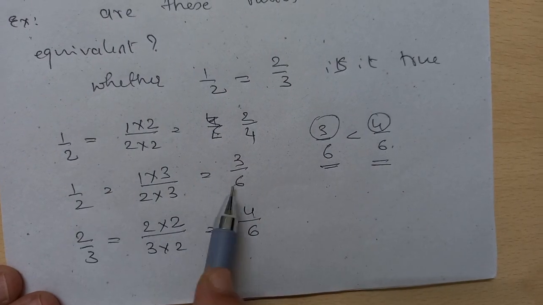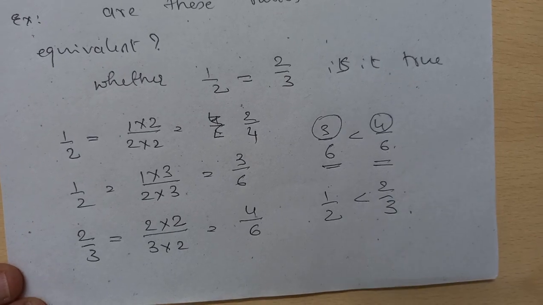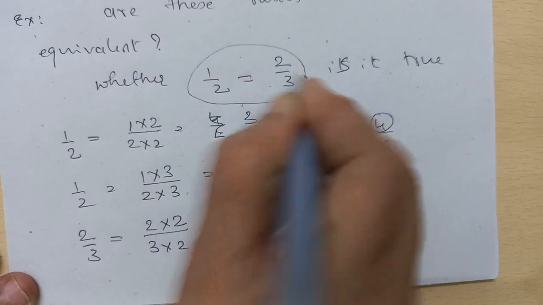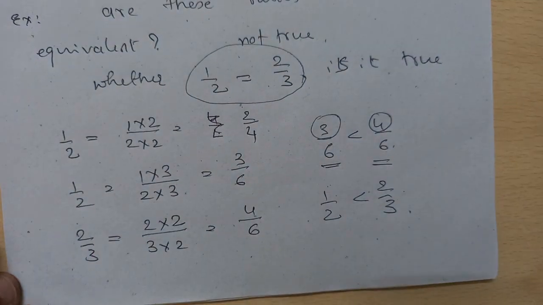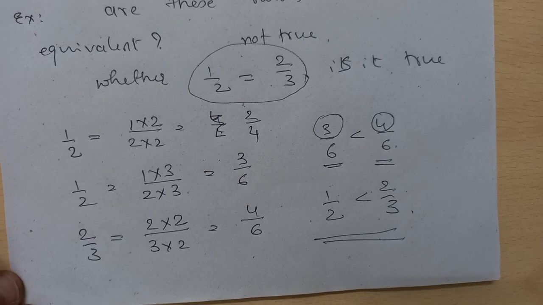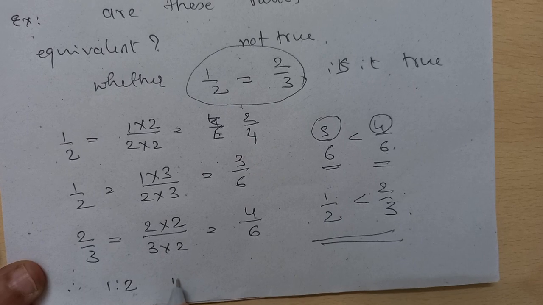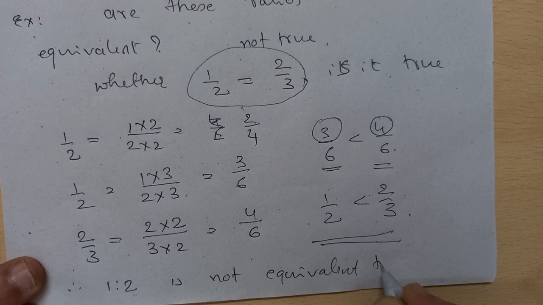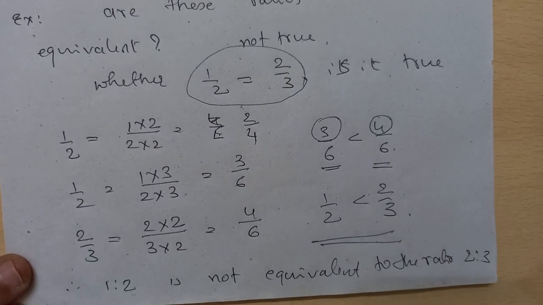That is, 3/6 is 1/2. 1/2 is less than 2/3. This is how we compare the ratios. And this one is not true, because 1/2 is less than 2/3. Therefore, the ratio 1:2 is not equivalent to the ratio 2:3.